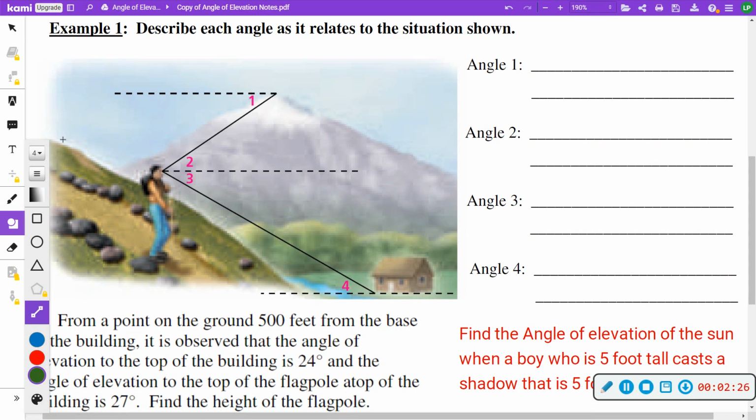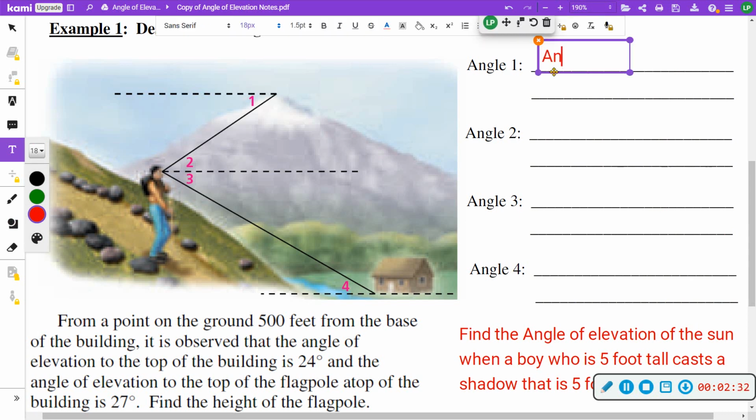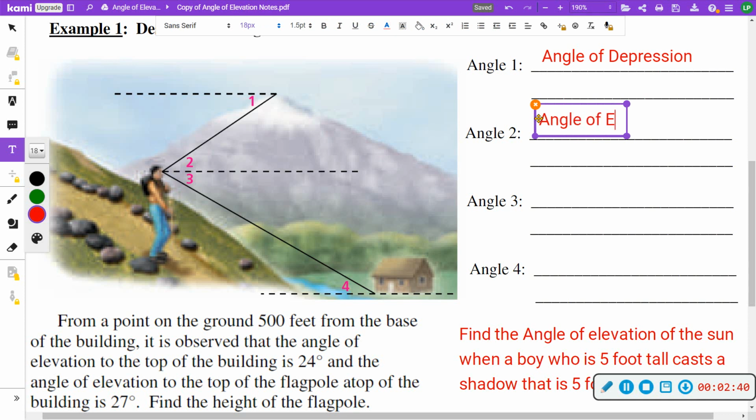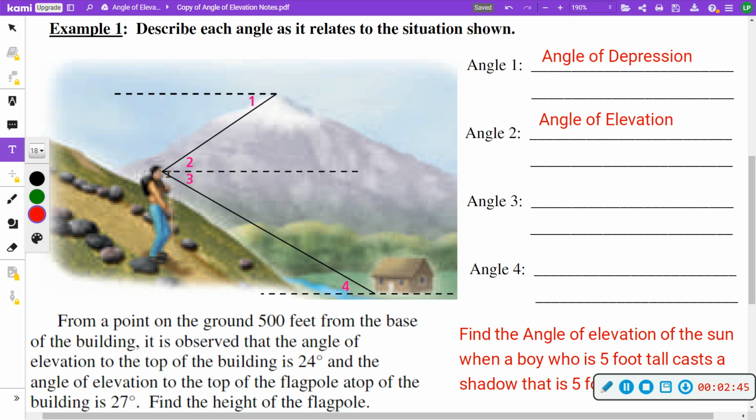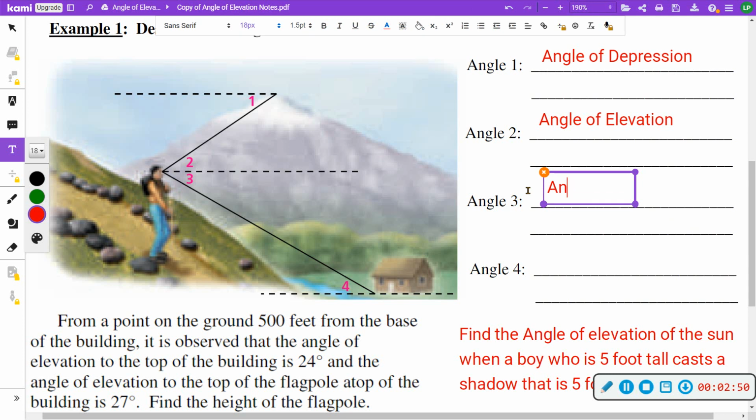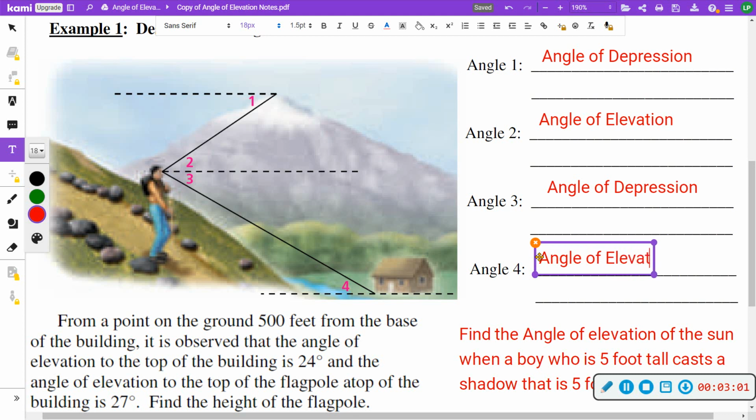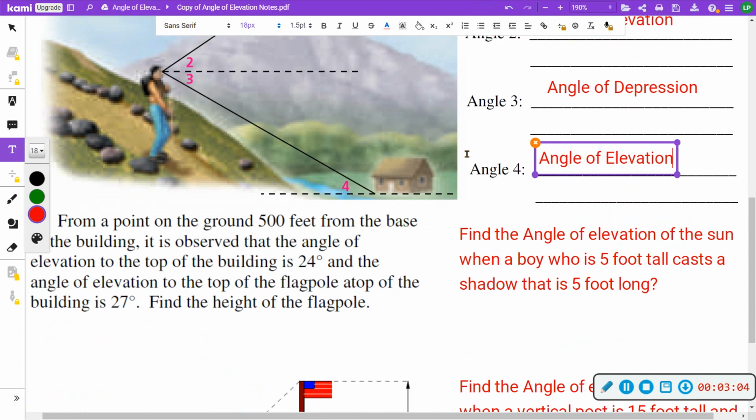Describe each angle as it relates to the situation shown. So you're at the top of the mountain looking down. That would be an angle of depression. Angle 2, you're looking up. That would be angle of elevation. Angle 3, you're looking down from the horizontal line, so that's angle of depression. And angle 4, you're looking up, so that's angle of elevation. All right, now let's go do some examples.